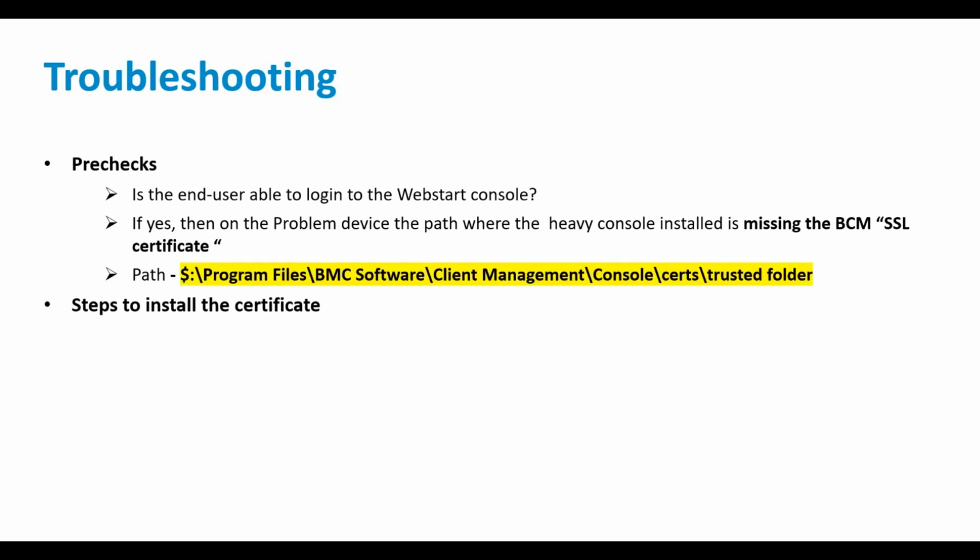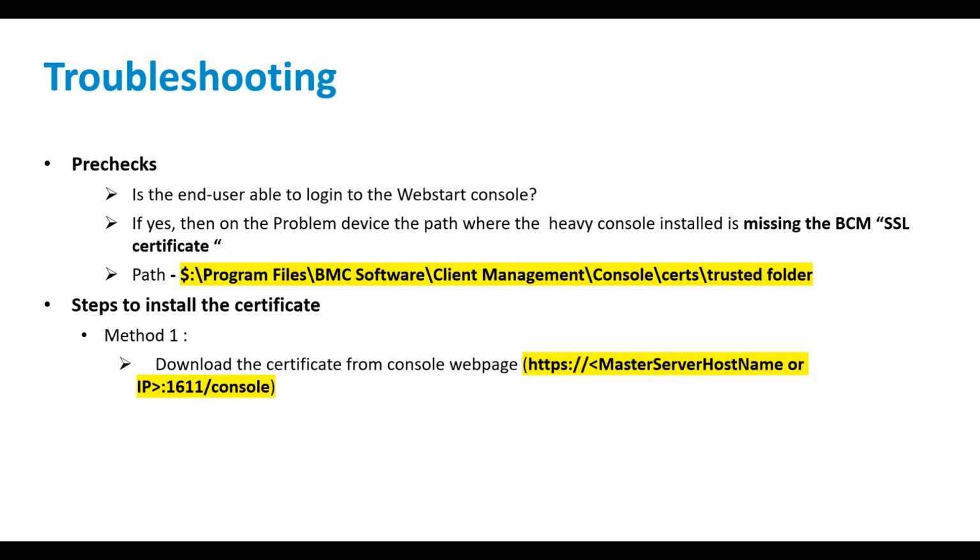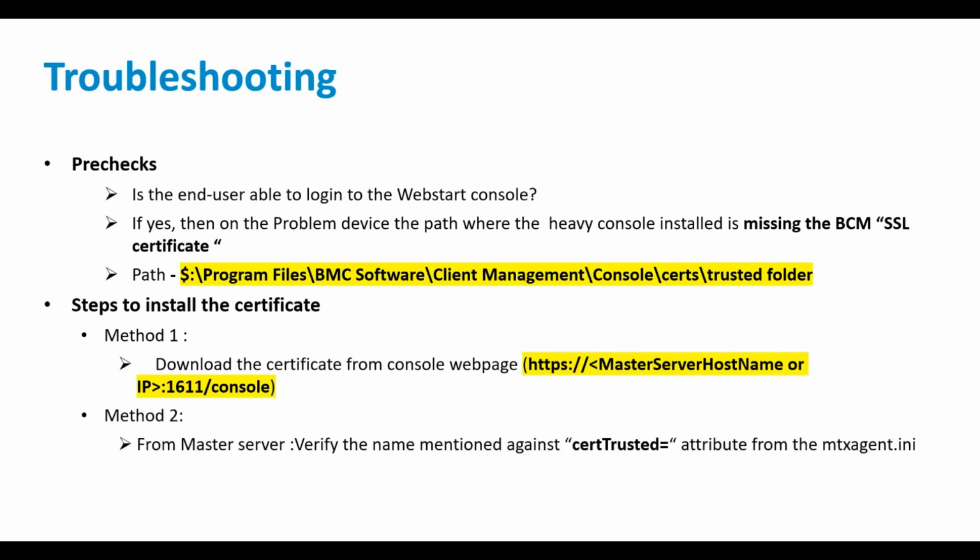This is the highlighted path where the required certificate is missing. Now, there are two ways to address this issue or to install the certificate. One will be by connecting to the web page console by accessing the highlighted path from the browser and downloading the SSL certificate and copying it to the problem device. Another method would be by copying the certificate from the master itself.